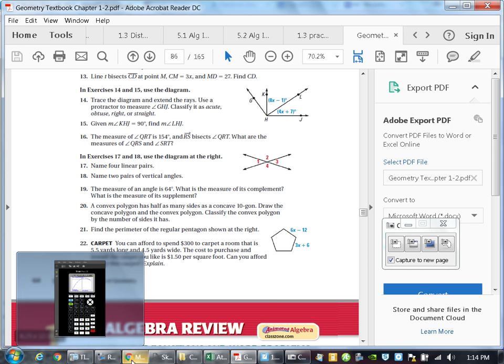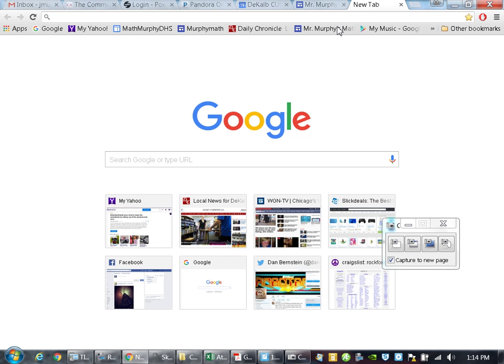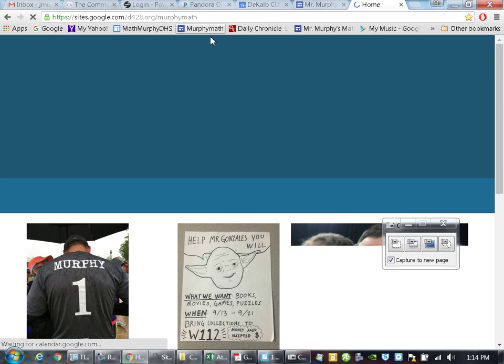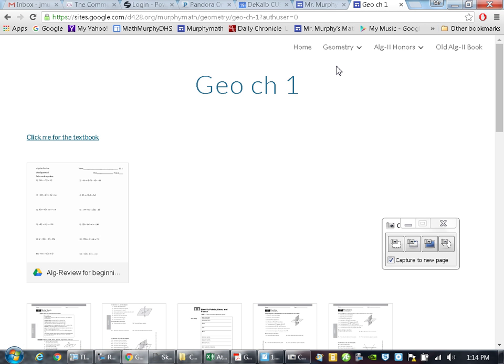Here's the thing, and this is where people are getting confused, and you're right. Where people are getting confused is what happens when you click on the geometry book.